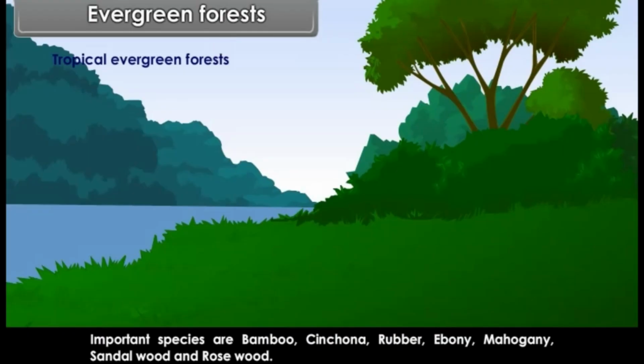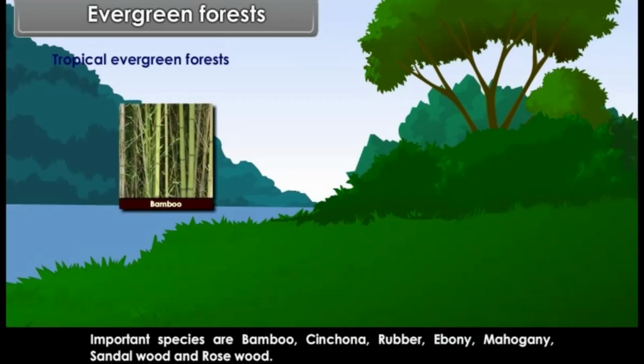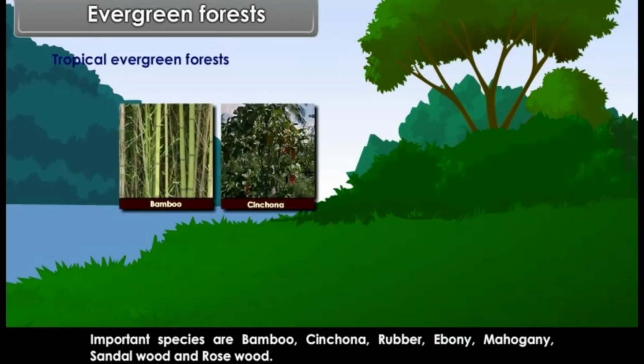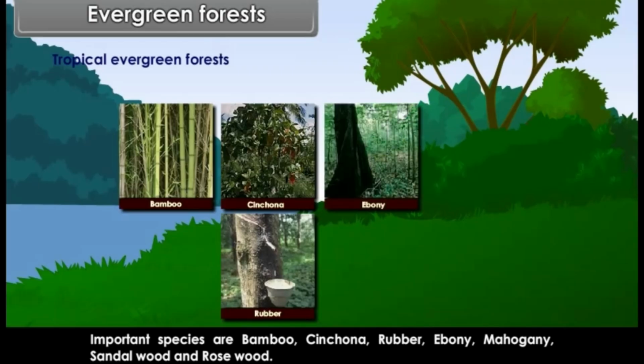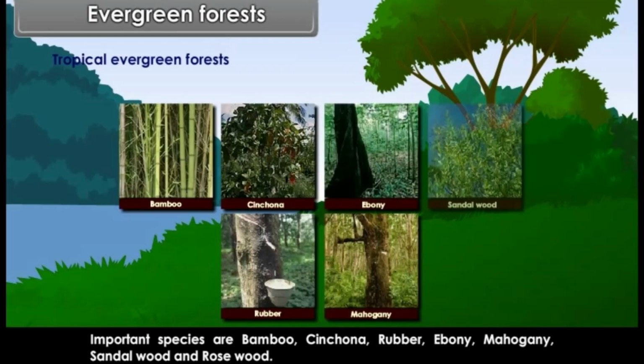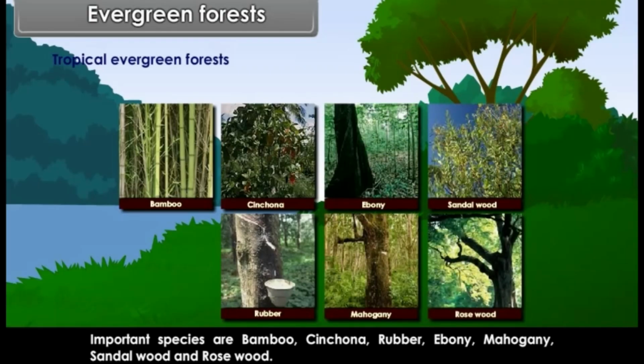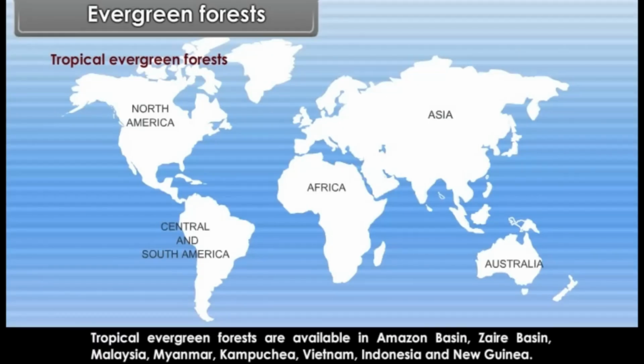Important species are bamboo, cinchona, rubber, ebony, mahogany, sandalwood and rosewood. Tropical evergreen forests are available in the Amazon Basin, Zaire Basin, Malaysia, Myanmar, Cambodia, Vietnam, Indonesia and New Guinea.